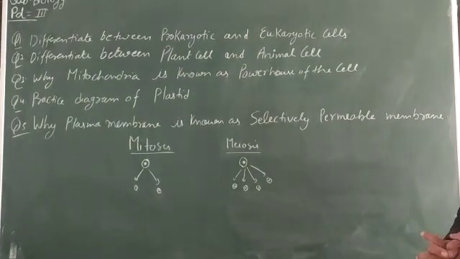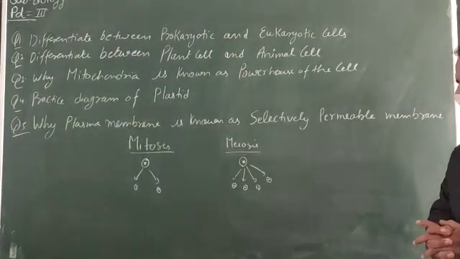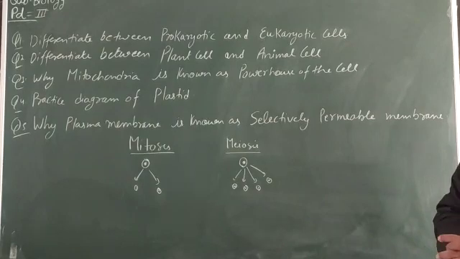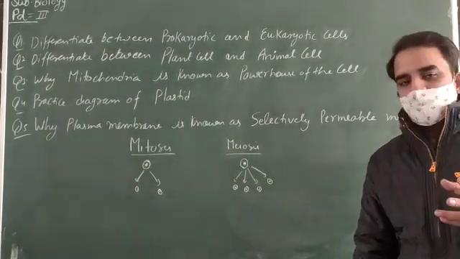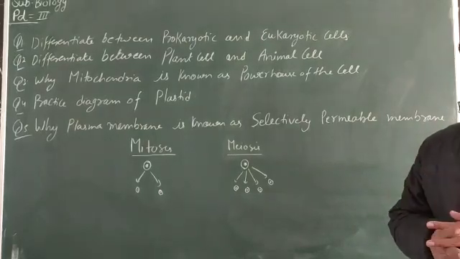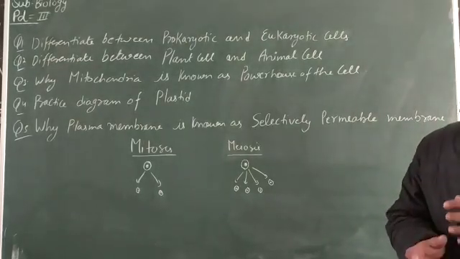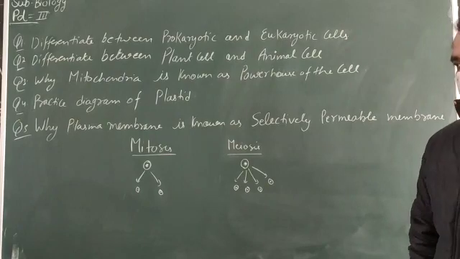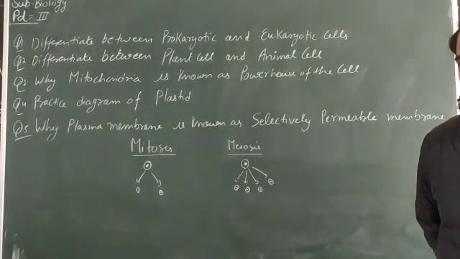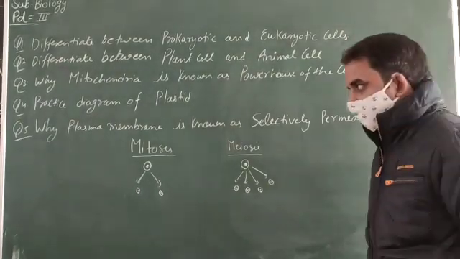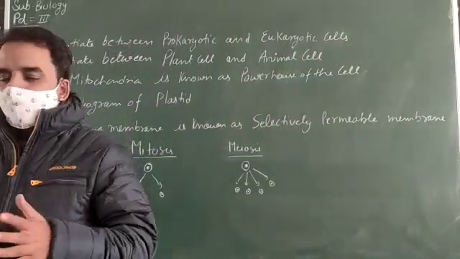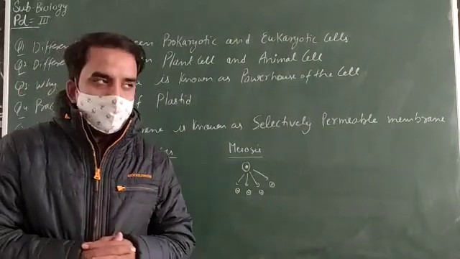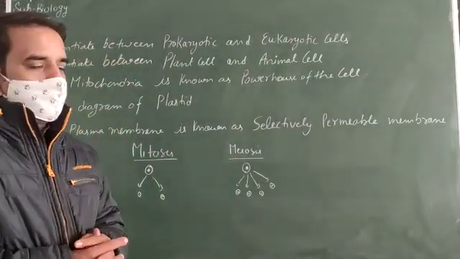Next is why the plasma membrane is known as a selectively permeable membrane. Plasma membrane is a bilayer membrane made up of two layers of phospholipids, and in this different kinds of proteins are present, and these proteins are classified on the basis of their arrangement.